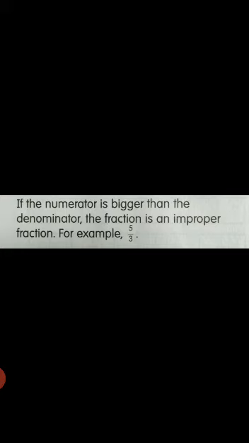Improper fraction. If the numerator is bigger than the denominator, the fraction is an improper fraction. For example, 5 divided by 3, where 5, that is the numerator, is bigger than the denominator 3. Mixed fraction. A mixed fraction is a combination of a whole and a part. For example, 1 and 2 divided by 3. A mixed fraction can be converted into an improper fraction and vice versa.